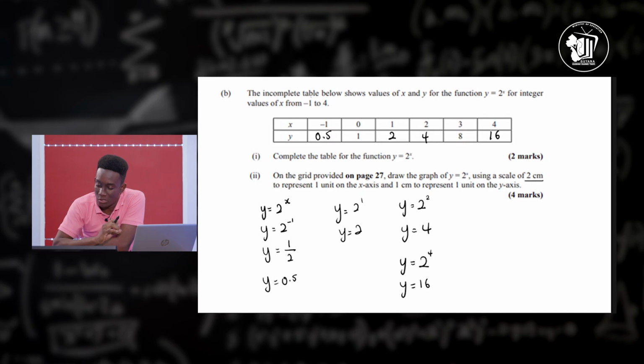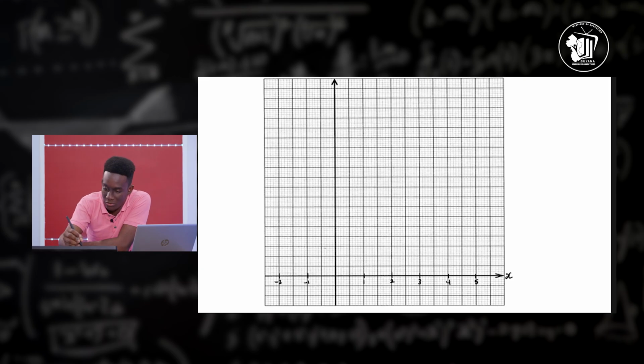And the next one says 1 cm to represent 1 unit on the y-axis. So on the y-axis, 1 cm would be here. So this will represent 1 unit. So we just count in 1s. So this would be 2, here would be 3, here would be 4, 5, 6, 7, 8, 9, 10, 11.